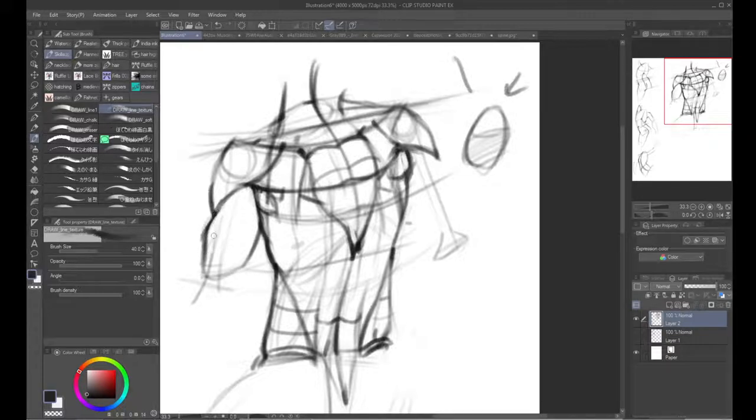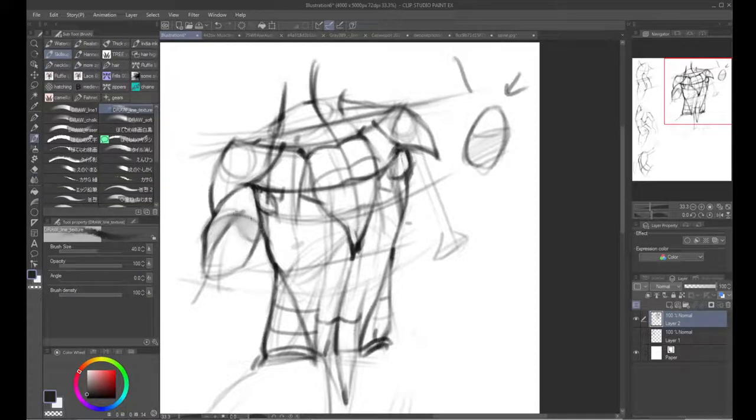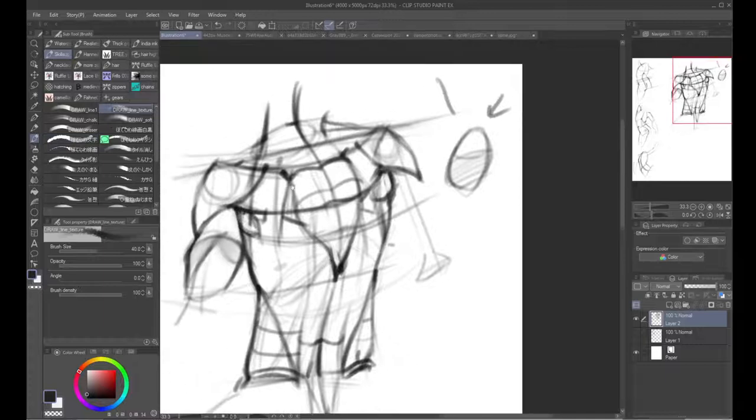Now let's add the tricep. And it's two uneven heads. By now we discussed the main shapes of the lower part. Let's go up the gentle part and the upper part of the trapezius muscle.